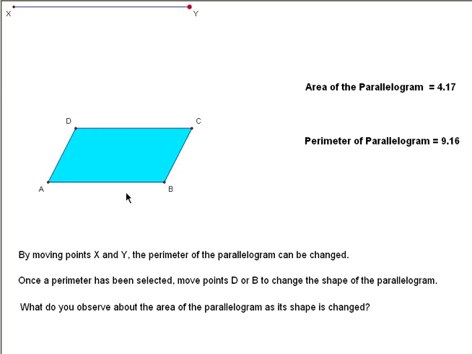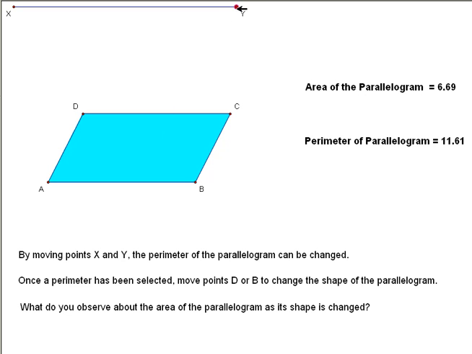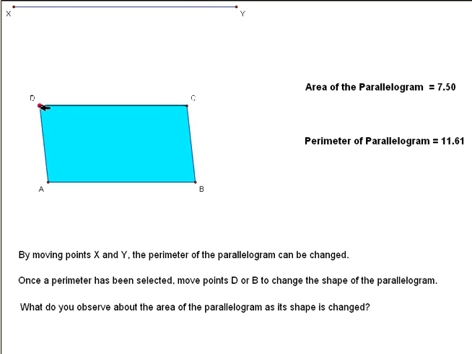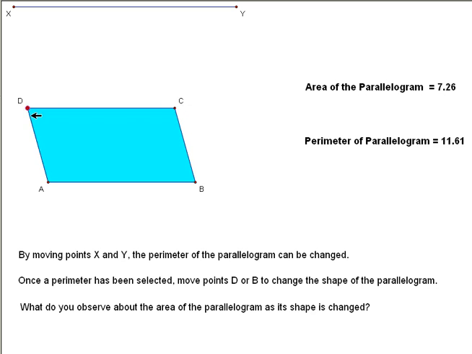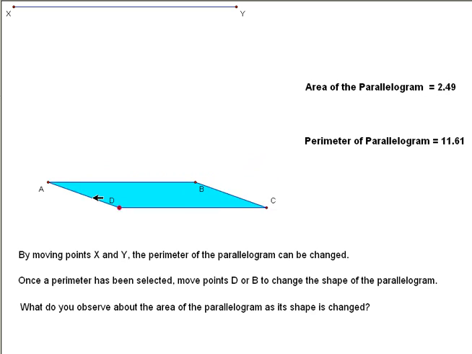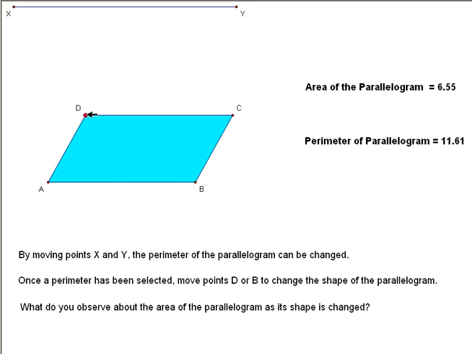Okay, the next thing we want to explore is what happens when we deselect the line segment and now select point D. When we move point D around, we notice that only one calculation is changing, and the calculation that's changing is the area. The perimeter is staying the same. So how can we maximize the area of a parallelogram with the same amount of length in perimeter?